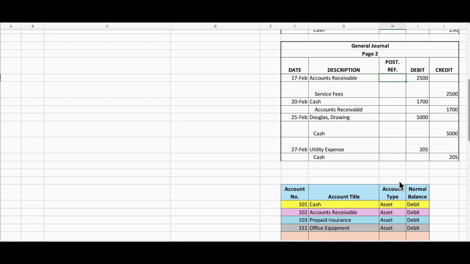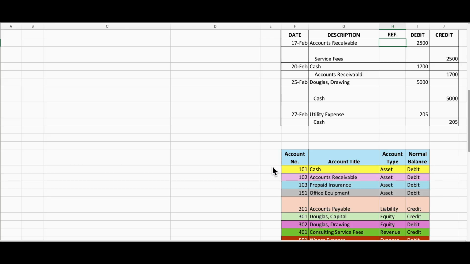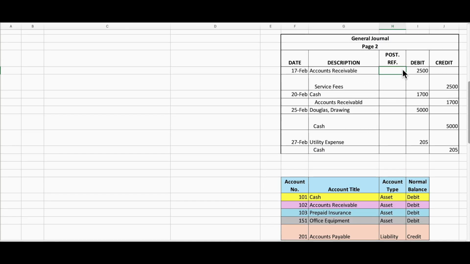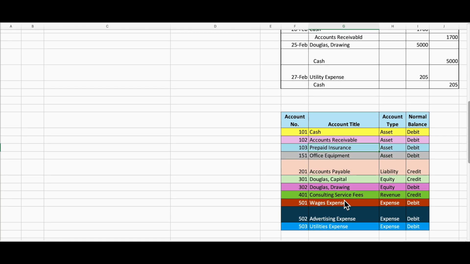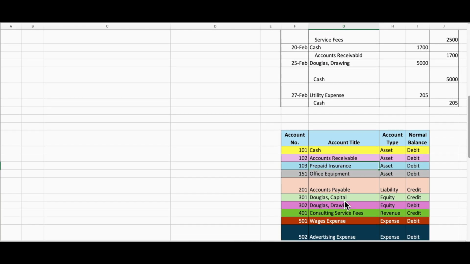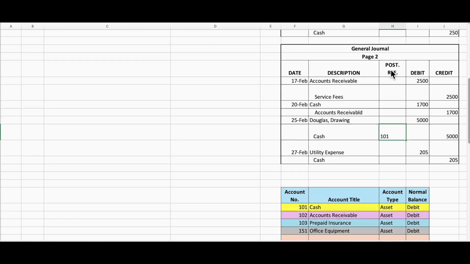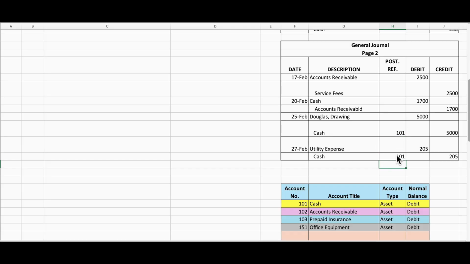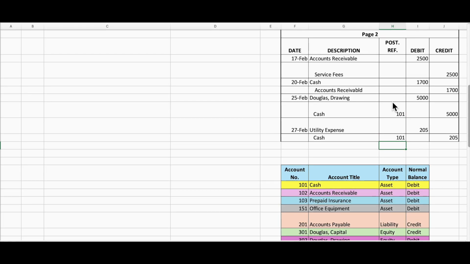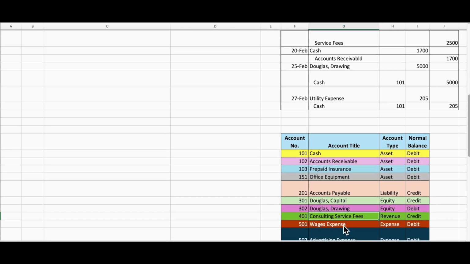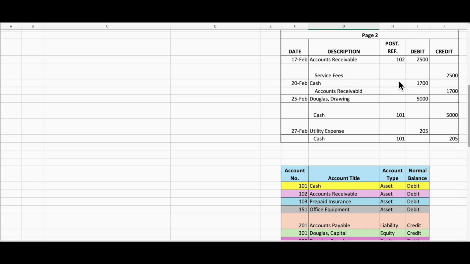Now for our post reference is the next thing we'll enter on the journal. For the post reference, all you have to do is enter whatever the account is, enter that account number. Now I have the chart of accounts here. I'm going to use this to help me enter the numbers. So any place you see cash, it's on the post reference, you're just going to enter 101. I'll do the second page first since it's closest. We also see we have an accounts receivable, so that's 102. We have service fees, which is consulting services fee here, which is 401.